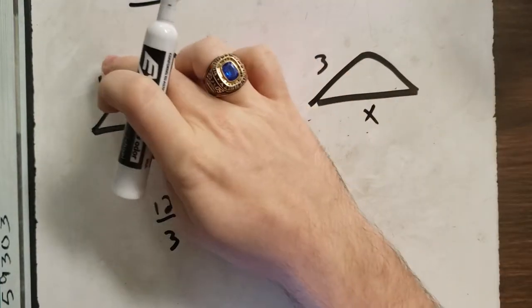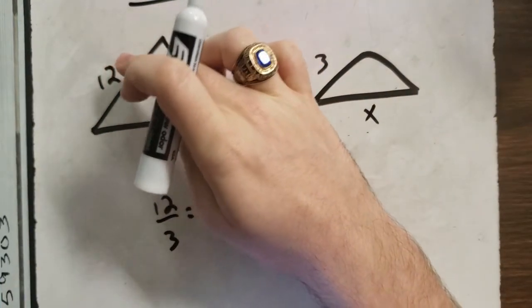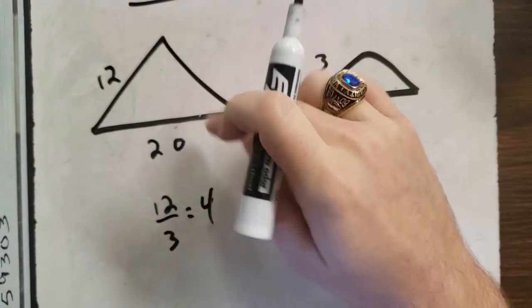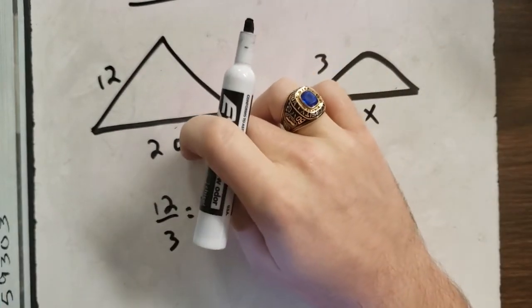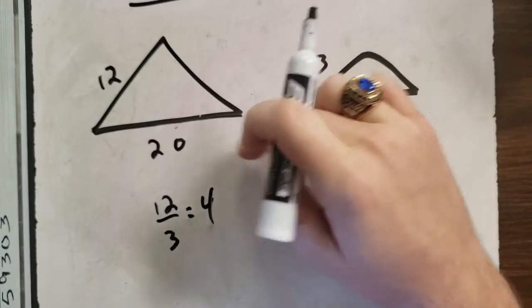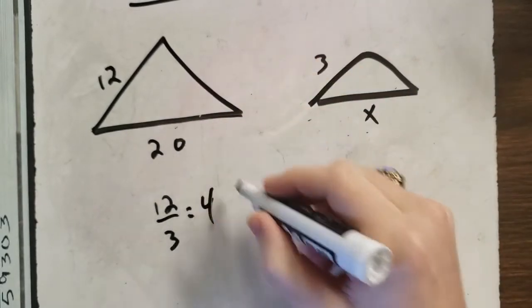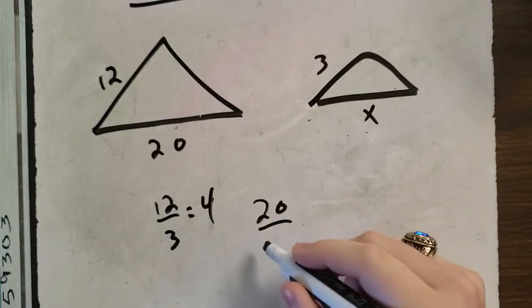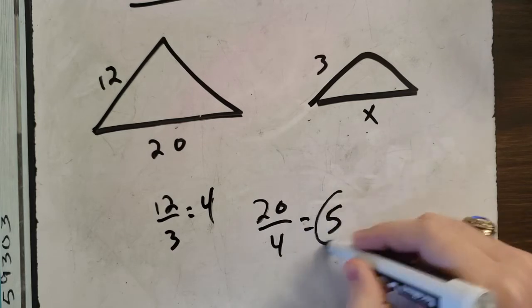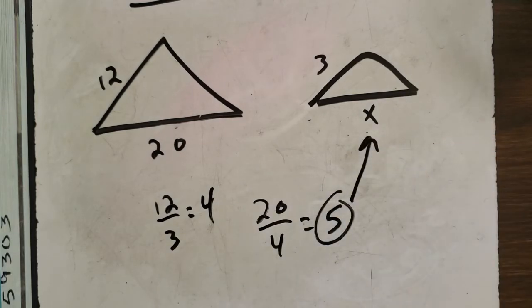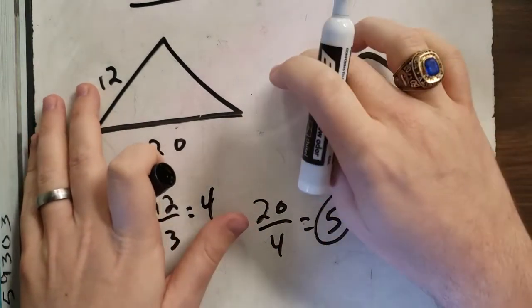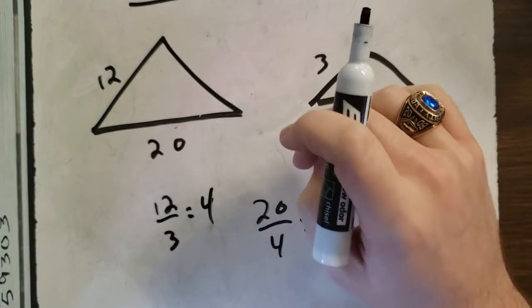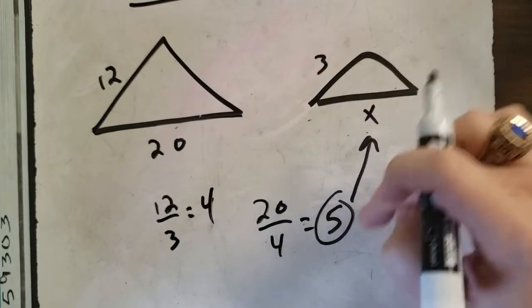So if 12 divided by 4 is 3, we can divide this side by 4 to get the number here. So we can do 20 divided by 4, and we know that equals 5. And that's what our x is. So it's very simple in that way too. 12 divided by 3 is 4, so it's 4 times as big. So 20 divided by 4 is 5.